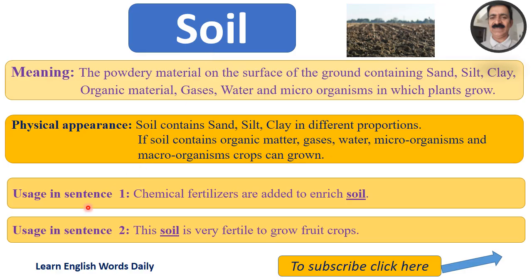Coming to the sentence formation by using the word soil. Chemical fertilizers are added to enrich soil. Second sentence. This soil is very fertile to grow fruit crops. Dear friends, today we have learnt the word soil and we know that sand alone will not form soil or silt alone will not form soil. So, for a soil to happen, we need sand, silt, clay and other materials as well.